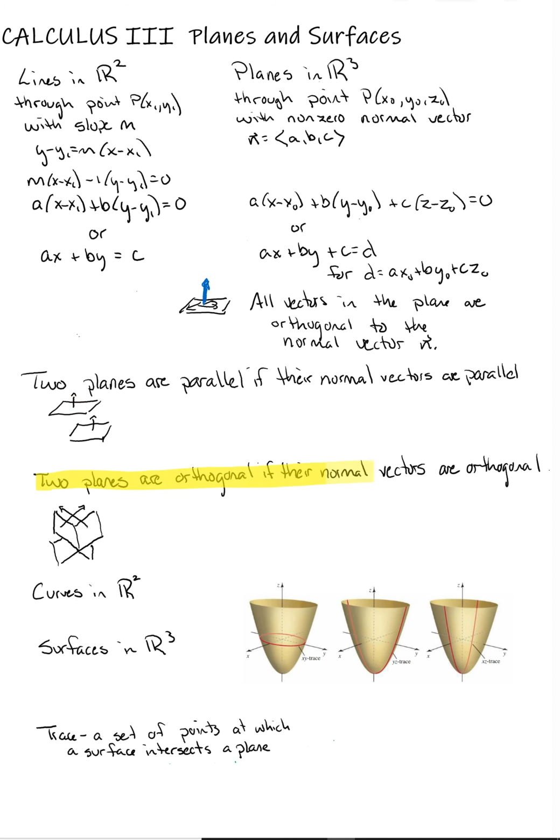Two planes are orthogonal if their normal vectors are orthogonal. Again, remember the normal vector is not in the plane, but it does help us with the plane. So here I've got one plane and another plane there. They're perpendicular or orthogonal to one another, and it turns out that their normal vectors are also orthogonal. Again, just remember the normal vector is not in the plane. It is orthogonal to the plane, but it can tell me a lot about what's going on in the plane itself.